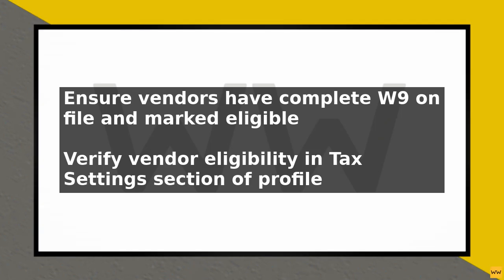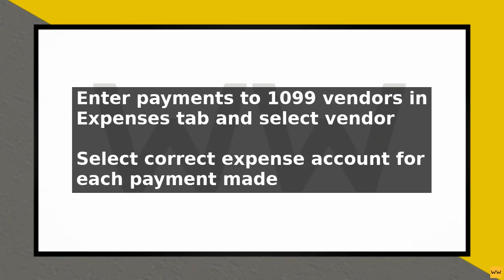Now, enter the payments you have made to your 1099 vendors throughout the year. This can be done by going to the Expenses tab and selecting Bills or Expenses. Depending on how you recorded the payment, be sure to select the correct vendor and expense account.